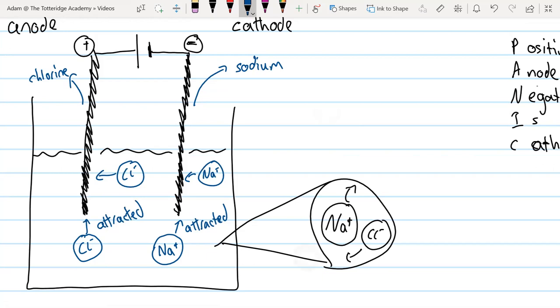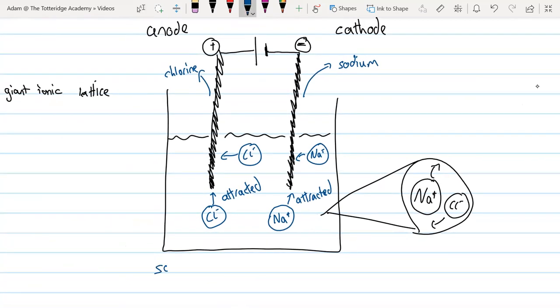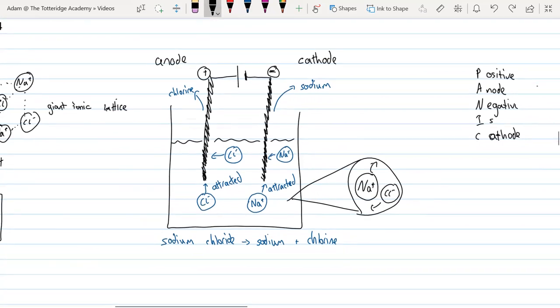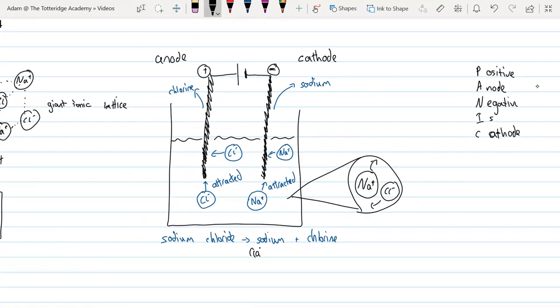So you remember, overall, I said we go from sodium chloride to sodium and chlorine. Now, where those elements appear is what we're talking about now. So the sodium comes off at the cathode and the chlorine comes off at the anode. And broadly, as a rule of thumb, the metal is going to come off at the cathode and the non-metal is going to come off at the anode.